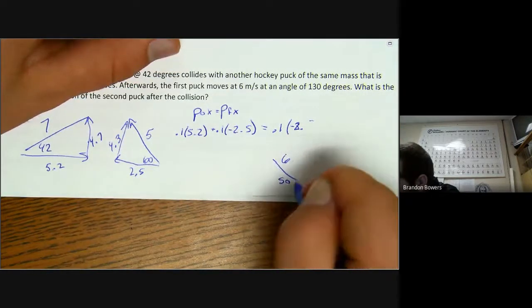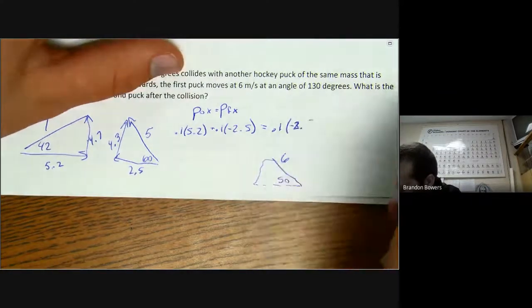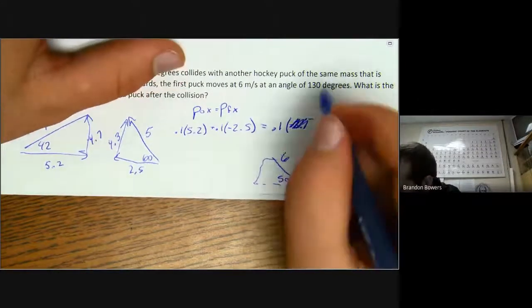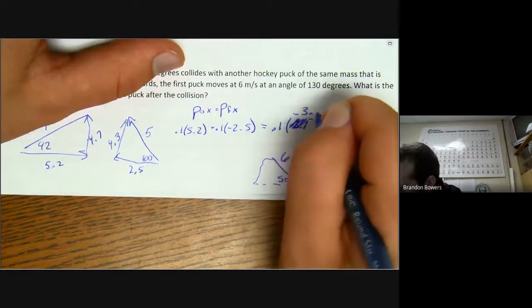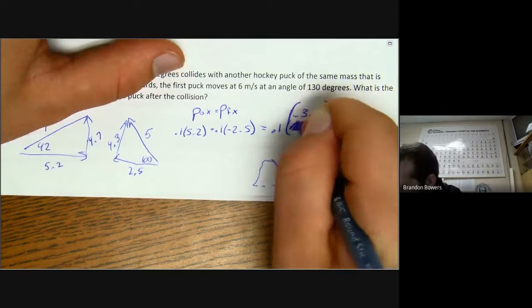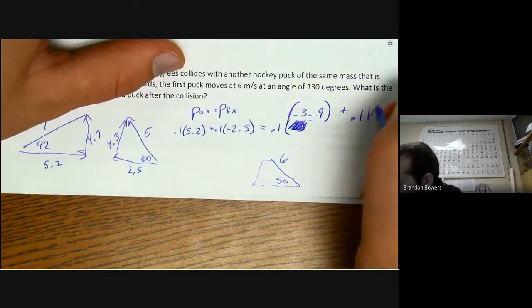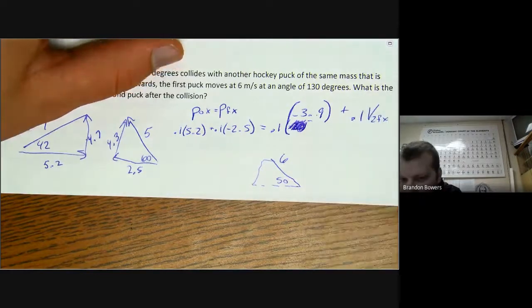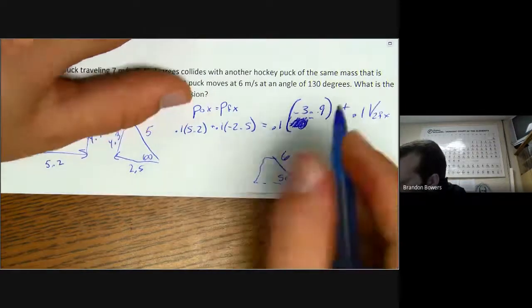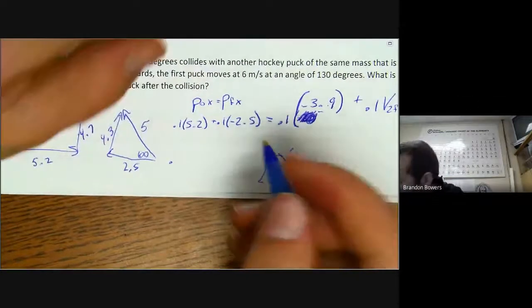Afterwards, the first puck traveled 6 meters per second at 130 degrees. So it traveled 50. So afterwards, 0.1, and my x is going to be negative 3.9. So that's my x plus 0.1 of the velocity of the second one in the x. Then you're going to do the same thing for the y. For the y, I'm going to write kind of small. I'm going to zoom in a little bit so you can see it.